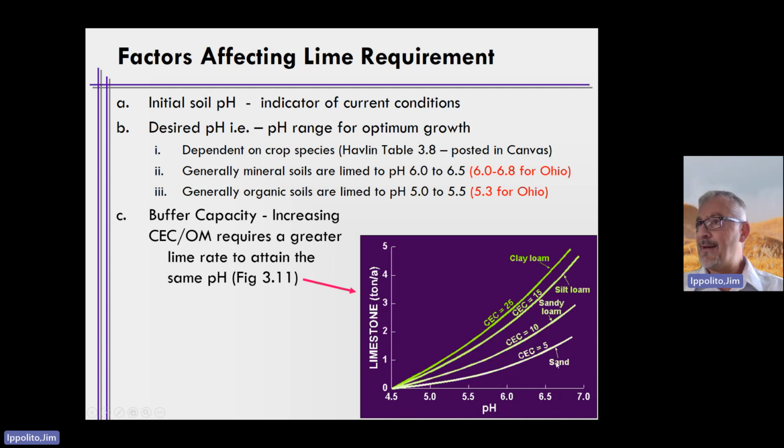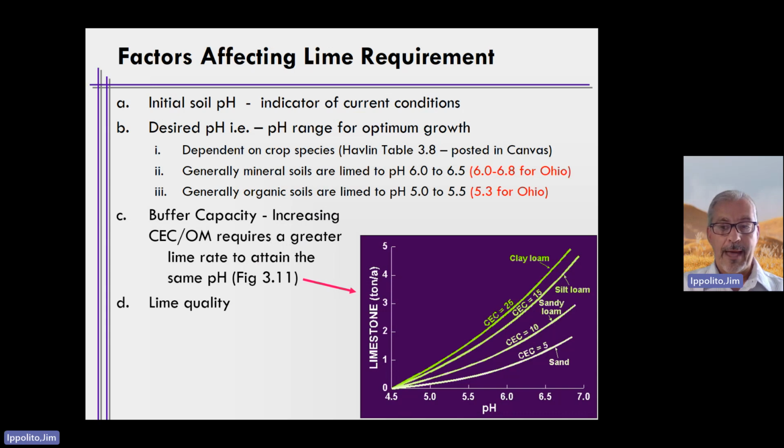And if you look, I have these designated as a sandy loam, a silt loam, and a clay loam. So the soil is coarse textured to fine textured. And that is exactly how this works in soils in terms of liming requirements. You need more lime to change the pH with soils that have a higher cation exchange capacity and soils that certainly have more organic matter as well.